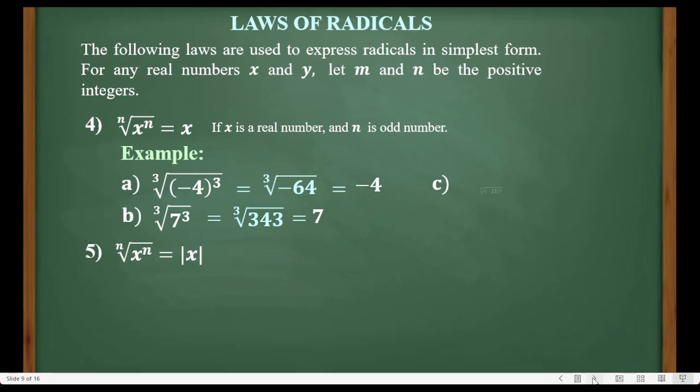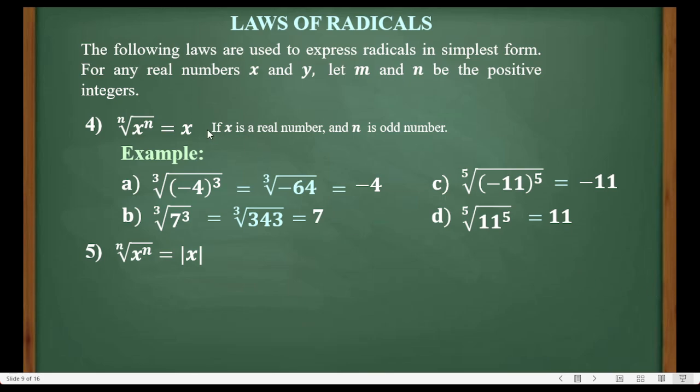Next, letter C, the fifth root of the quantity negative 11 to the fifth, that will give us negative 11. And for the last example under number 4, the fifth root of positive 11 to the fifth, that will give us 11. Okay? So basically, we are just following the fourth law, and we apply this law to each of these 4 examples.